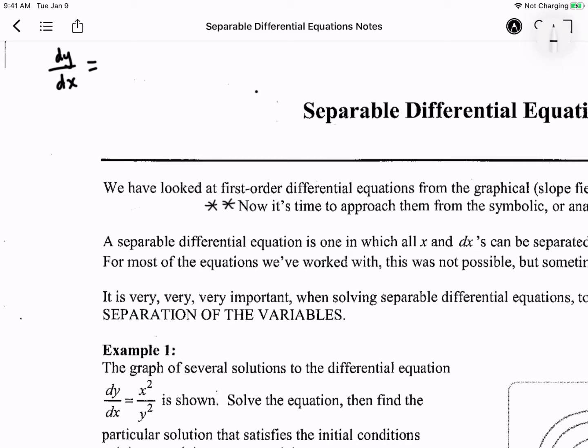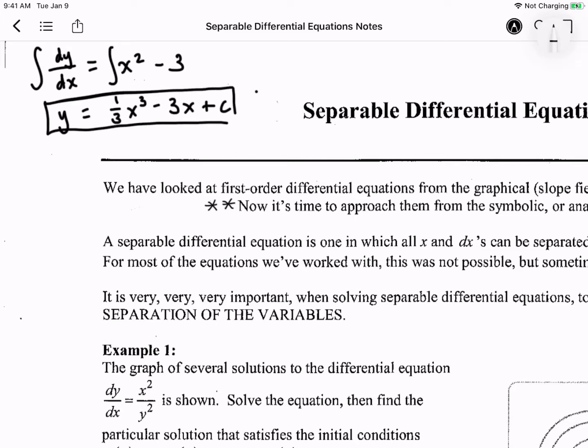And so we've solved stuff that looks like this, like x squared minus 3. And just to solve this differential equation, you take the integral of both sides, the antiderivative, to get y equals 1/3 x cubed minus 3x plus c. And so here would be the general solution to your differential equation.